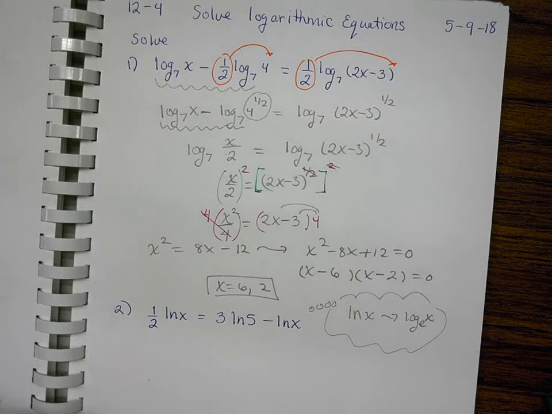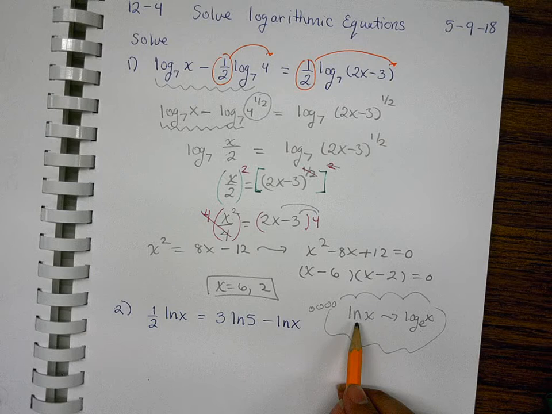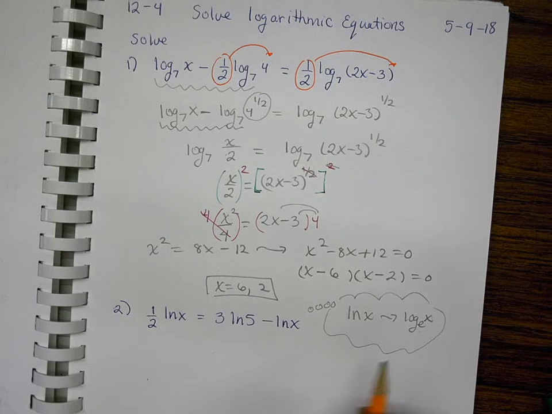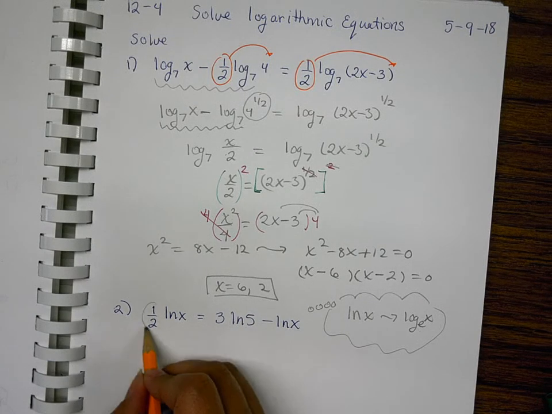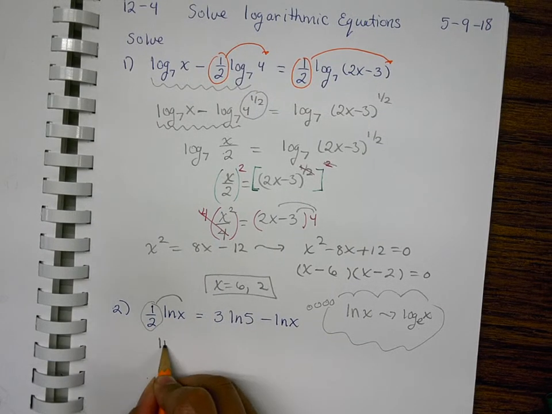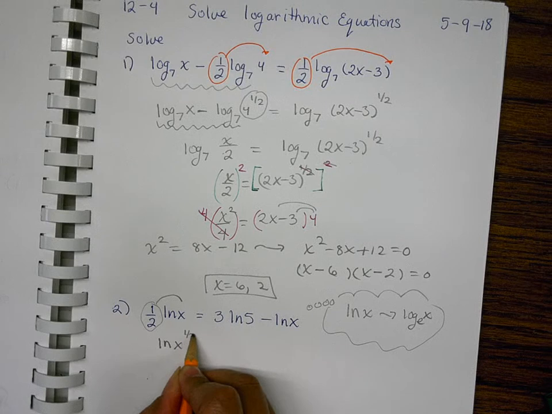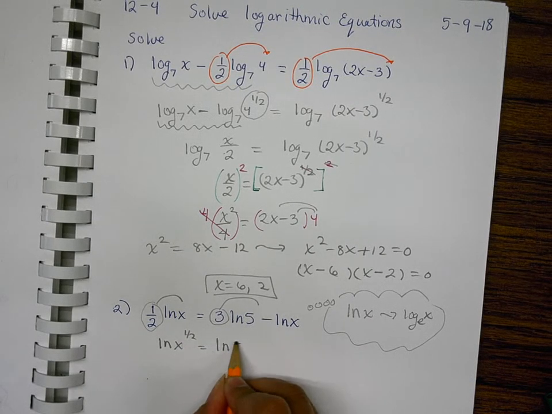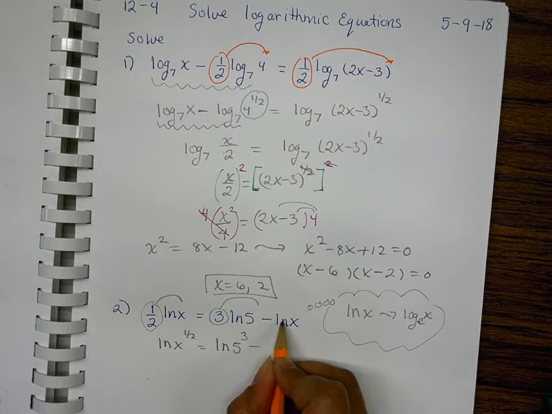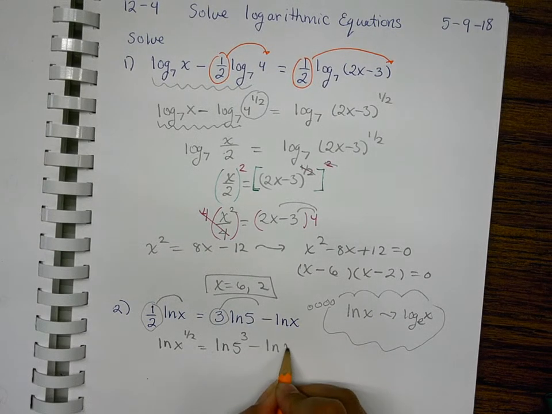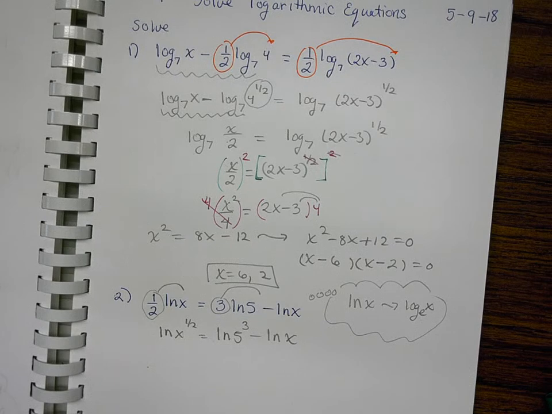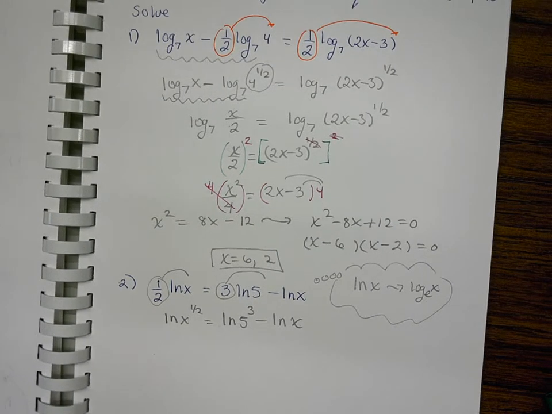When there's no base, we say it's base 10. So when it's base e, we call it ln, the natural log. We'll discuss more about that another day. All right, so same rules apply. I'm going to bring this up. ln of x to the 1/2 power. Bring that up. ln of 5 to the 3rd power. And there's no coefficient there, so minus ln of x.